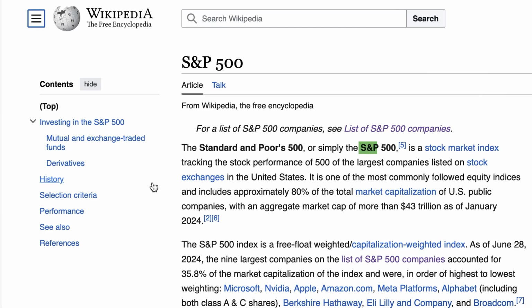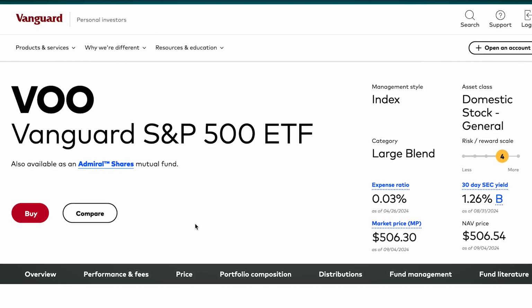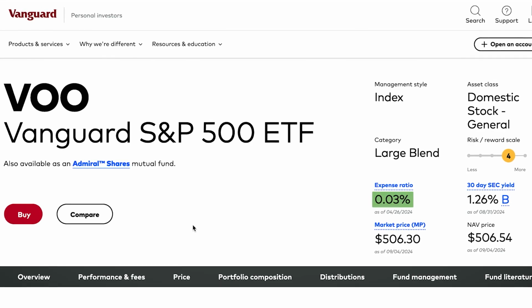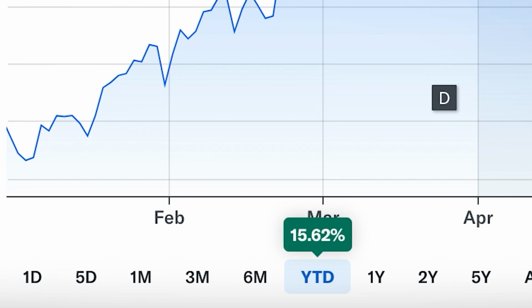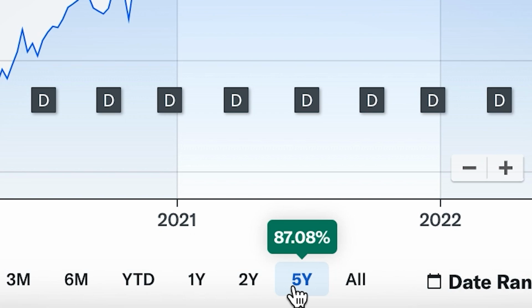Here it comes. Many investors consider the S&P 500 index as the reference point. The S&P 500 is the index tracking the stock performance of 500 of the largest companies listed on stock exchanges in the United States. And there is a number of ETFs that track this index. One of the most famous is VOO from Vanguard. It has a very low expense ratio, 0.03%, and since the beginning of this year it grew over 15%, which is great. Over the last 5 years, it grew over 87%. It is a great choice if you invest in US dollars.